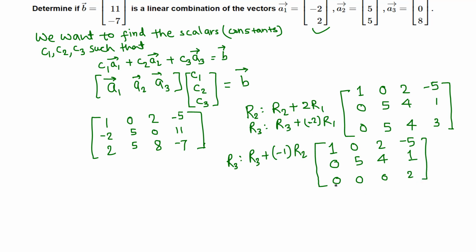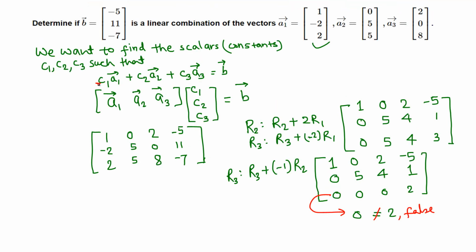Look at this third equation. We are getting 0, 0, 0 equals 2. Pretty much 0 equals 2. That is coming from the third row, and this is not true. This is false. That means what we tried to write here is not true. We cannot write it in this way. So the way we tried here is not true. That means no, B cannot be written as a linear combination of these three vectors.